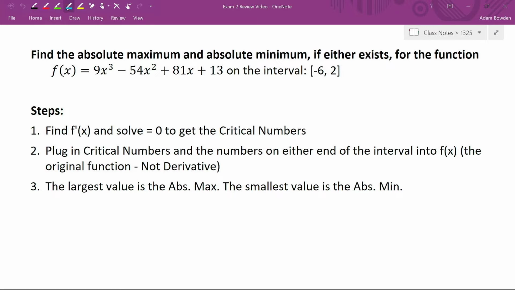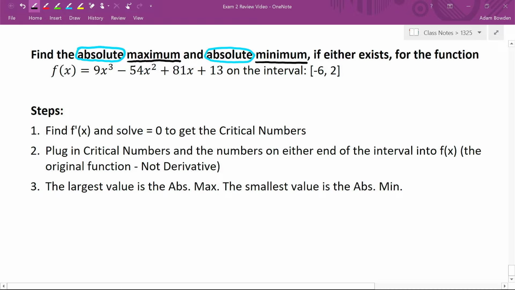Now, this particular question asks specifically about absolute, not necessarily local, max-min, though they technically can fall in the same place. Absolute max and absolute min, we go about finding them in a different but somewhat similar way to what we would do for local maximum and local minimum.